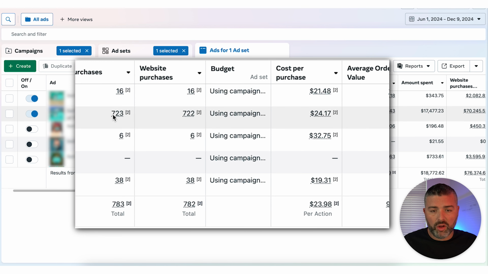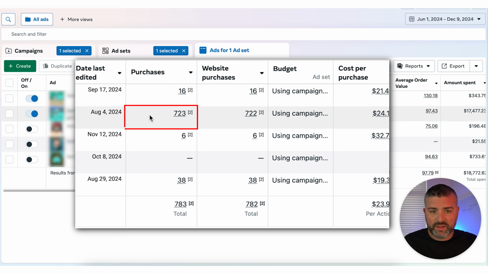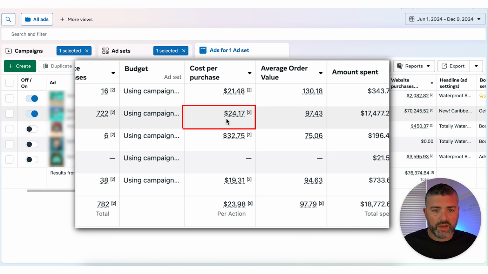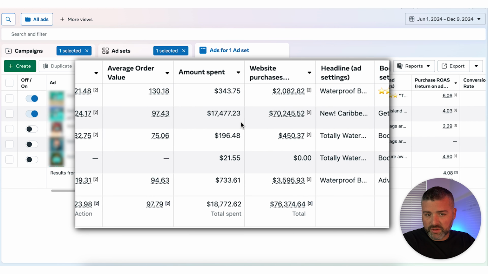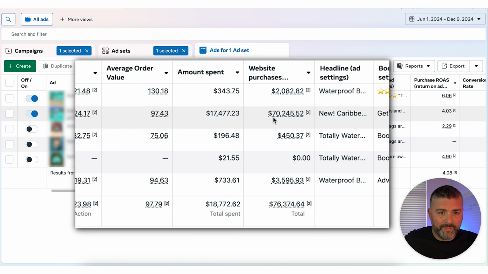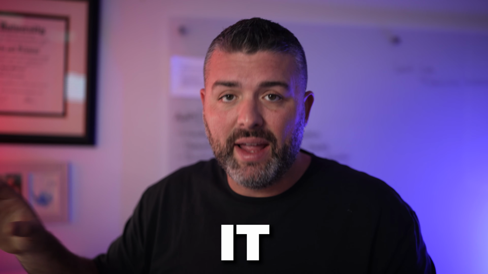I mean, we have volume behind one of these. It's 723 purchases, cost per purchase is $24, AOV at 100, amount spent 17,000, generated 70,000. So overall, this is a winning ad. If you guys have ever heard the expression a winning ad, this is it. The key to it, though, is to understand why it is a winning ad and can we iterate off of that to make even better ads.